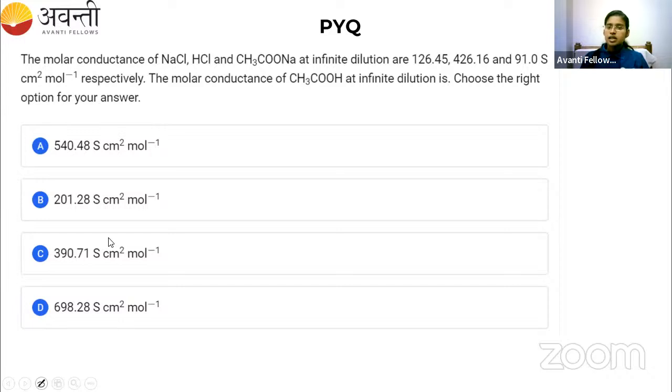Molar conductance at infinite dilution using Kohlrausch law. So apply the Kohlrausch law. So among four compounds, three values are given. You are asked to find out the other one. So try to get the correct answer. You can take 1 minute to solve this.